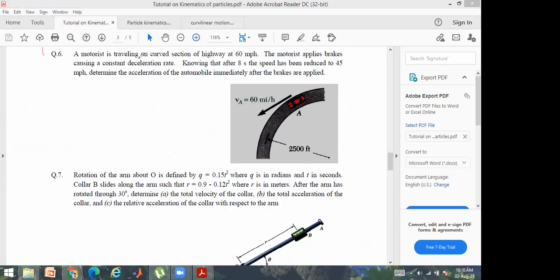So a motorist is traveling on a curved section of highway at 60 miles per hour. So 60 miles per hour भनेको 88 feet per second हो. 88 feet per second हो, right?